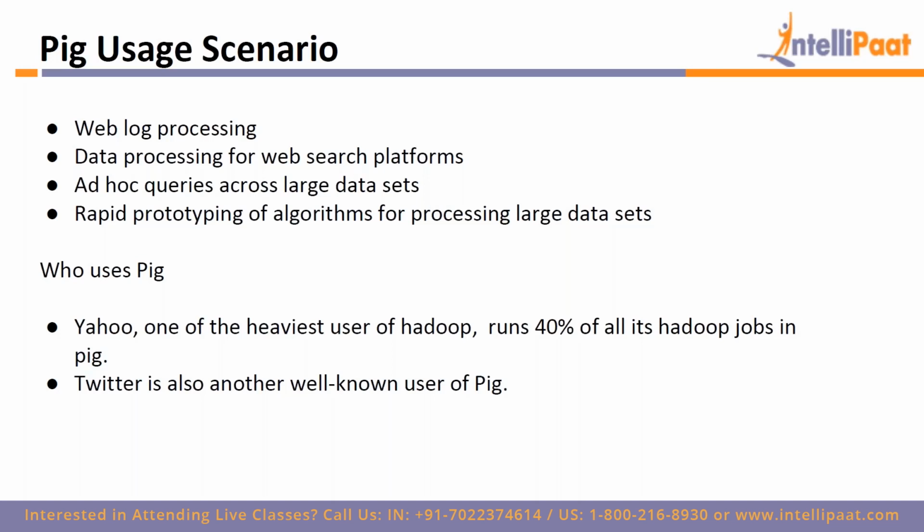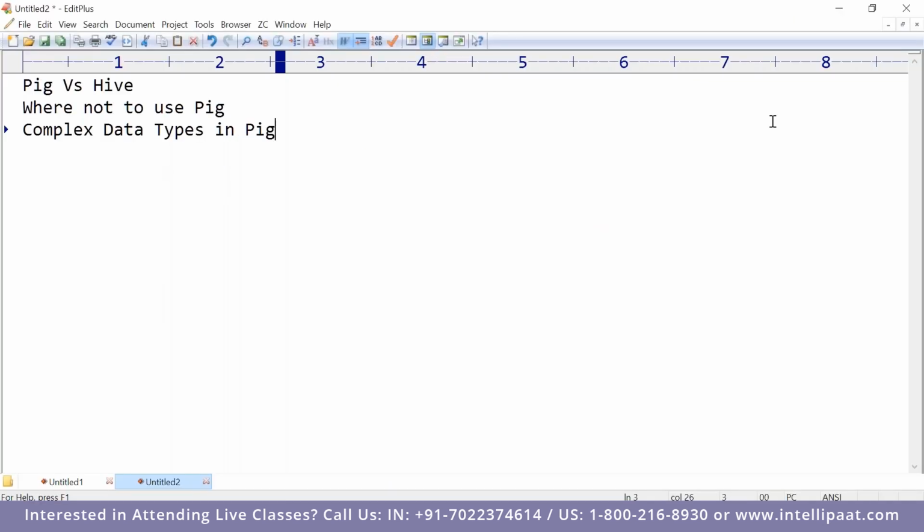Data processing for web search platforms, ad hoc queries across large data sets. Even Hive can be used for ad hoc queries across large data sets. Rapid prototyping of algorithms for processing large data sets. So who all uses Pig? Yahoo, one of the heaviest users of Hadoop, runs 40% of its jobs in Pig. Twitter is also another well-known user of Pig. So Pig is one of the most widely used ecosystem tools available to us.